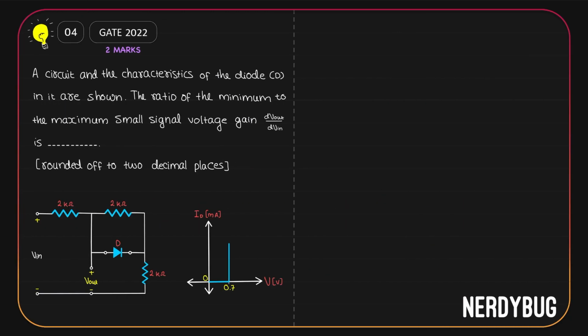Let us see the next problem. Here we have a circuit. The characteristics of the diode is given over here in this graph. The graph simply tells us that the diode switches on when the voltage across it is at least 0.7 volt. So the cut-in voltage of the diode is 0.7 volt. What we have to find out is the ratio of the minimum to the maximum small signal voltage gain rounded off to 2 decimal places.